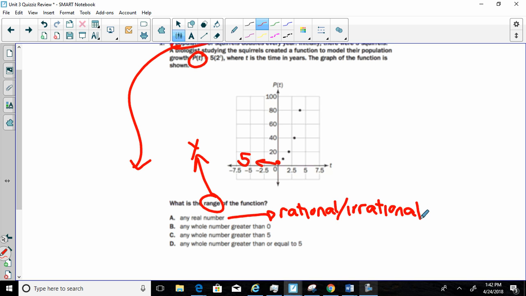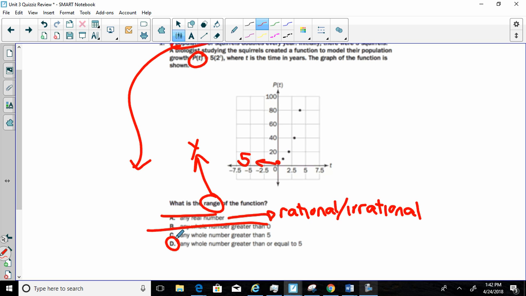So, real numbers are rational and irrational numbers. And I can't have an irrational person, right? So that wouldn't make sense. Any whole number greater than 0? No, because what's the smallest one here? 5, so it can't be that one. And then we're between this one, but we see the smallest one is 5, so it could be equal to 5, right? So it'd be D.